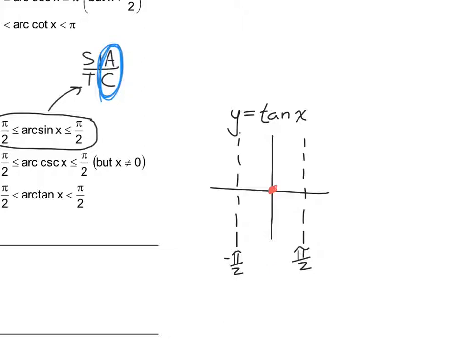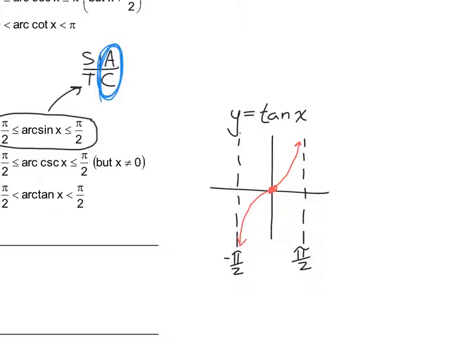And then you have a graph that looks something like this. And then it repeats, just like a sine wave, a cosine wave. It propagates outward. So in the next interval, you have the same graph repeated, same graph repeated, same graph repeated in both directions. All right?